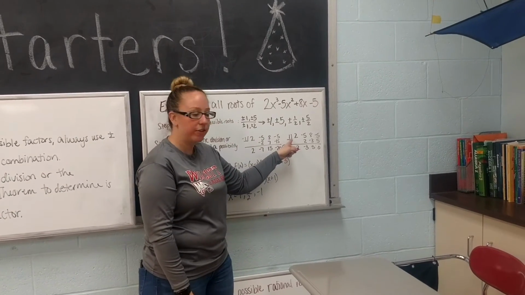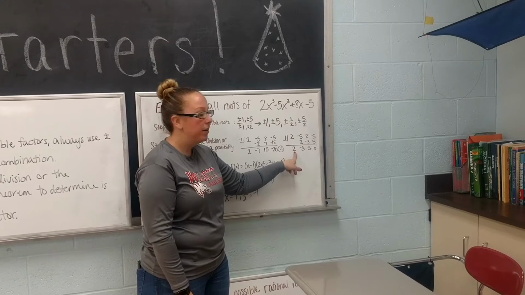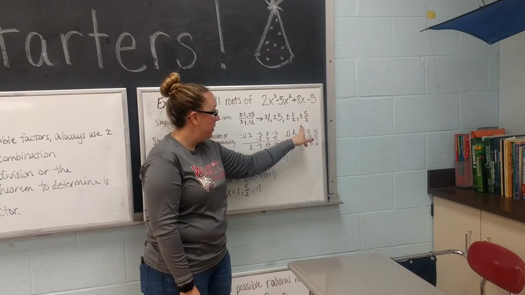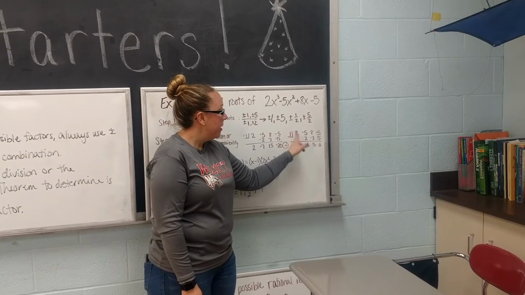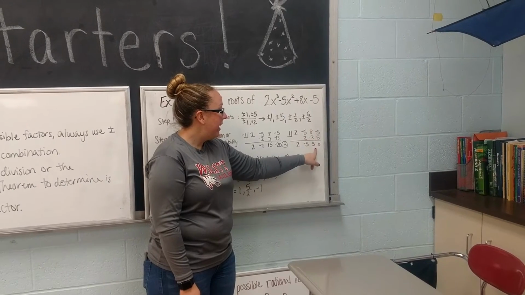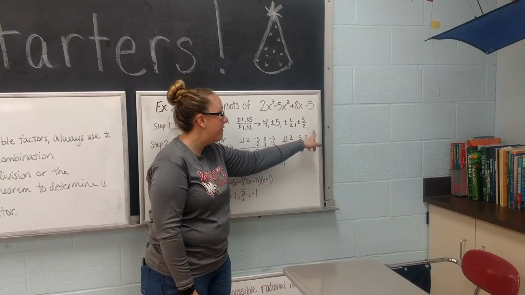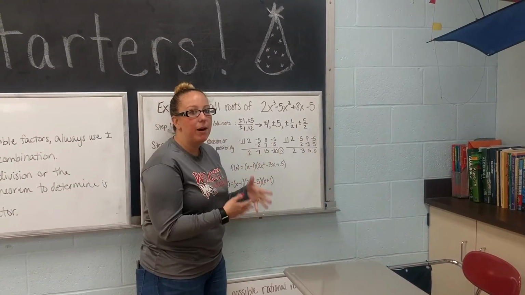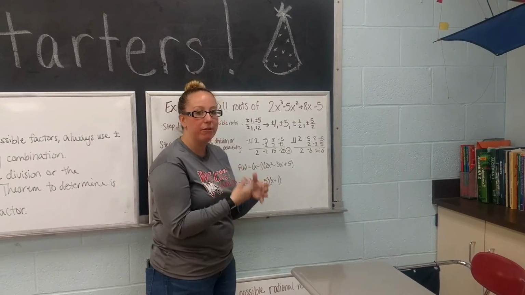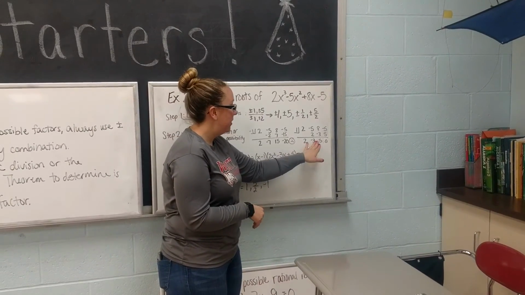If I do synthetic division with positive 1, I bring the 2 down, multiply, I get 2, add, I get negative 3, multiply, I get negative 3, add, I get 5, multiply, I get 5, add, and I get 0. And 0 is what I want. So I found one that works. My remainder is 0. So this is the one that I want to use.